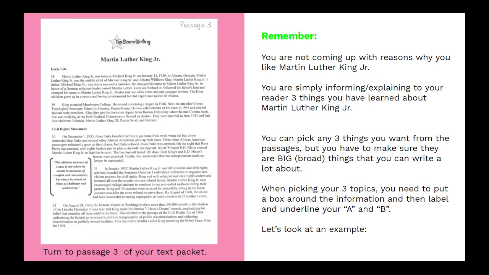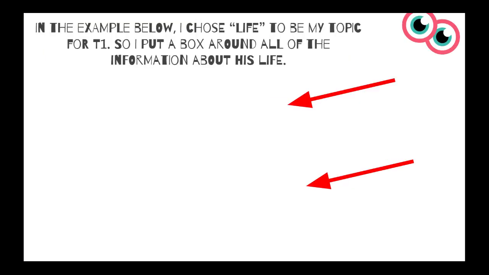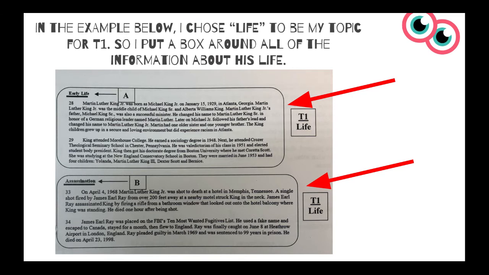So let's turn to passage 3 of the text to get started with. Okay, so in the example below, I chose life to be my topic for T1. So I'm going to put a box around all of the information about his life. So you can see that I put a box around the early life section, and I put a box around assassination, and I labeled them T1 to the right of each of those boxes.